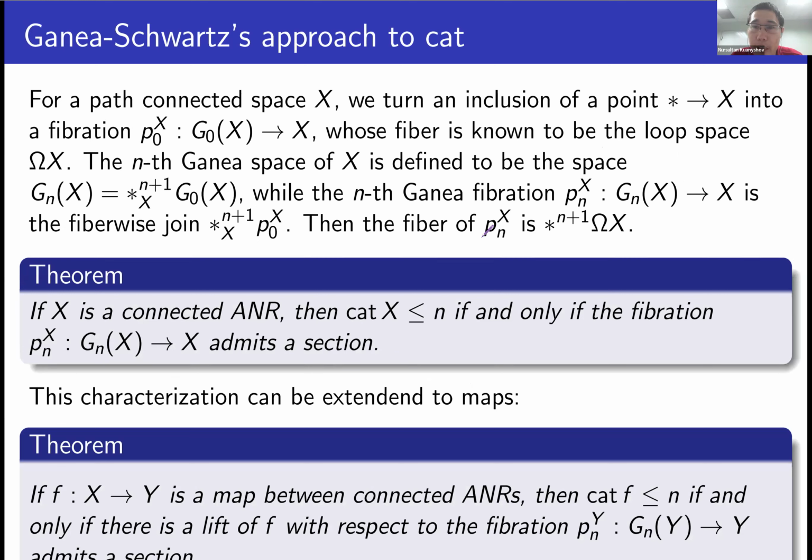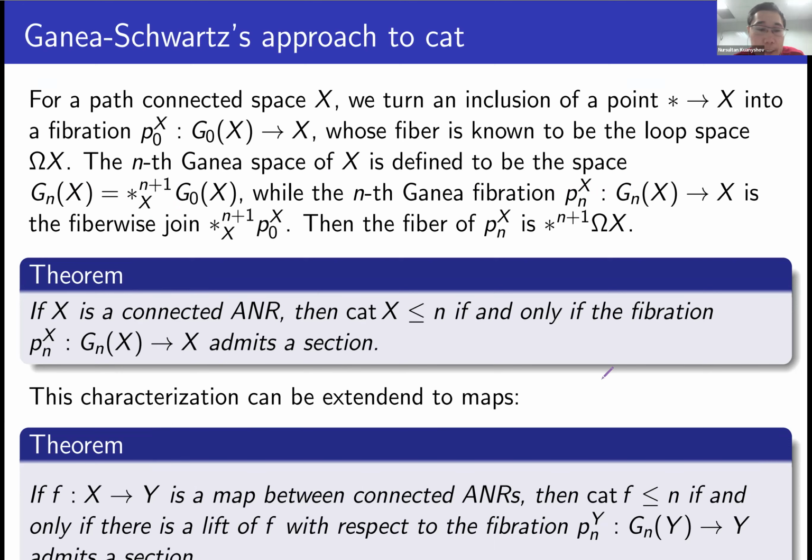So in this area, we now want to consider the Ganea-Schwarz approach. We know in algebraic topology that a given map can be turned into a fibration. So with the base point and the map to the space, we can turn this into the path space fibration. Taking the n plus 1 fold fiberwise join of this path space fibration, we get a Ganea space, and the fibration is called the Ganea fibration. And there's a theorem that says that if the space X is an ANR, an absolute neighborhood retract, then the LS category of X is less than n if and only if the Ganea fibration has a section.